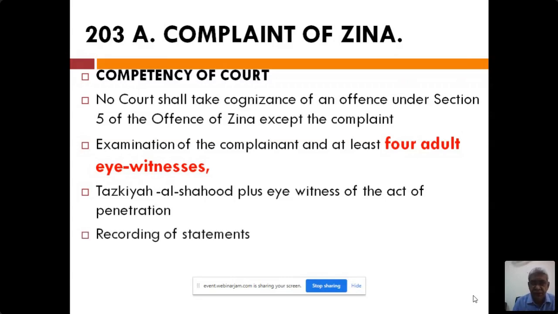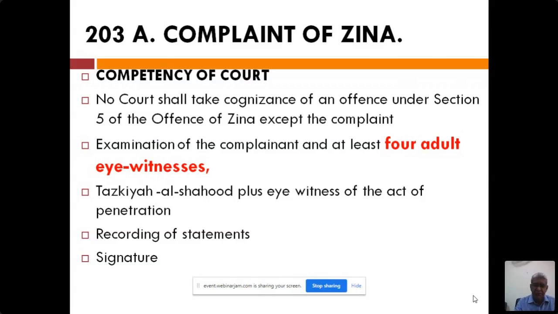After the examination of the complaint from the complainant, plus the statements of the four adult eyewitnesses, these statements will be recorded by the court and their signatures will be obtained. After which, the court will examine the complaint plus the statements. If the court is satisfied, the case will be registered, or if the court is not satisfied, the case will be dismissed at the same level. So this is the fate of a complaint of zina when it is put up in the court.